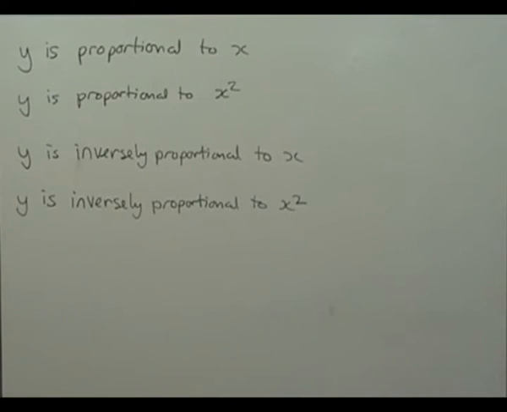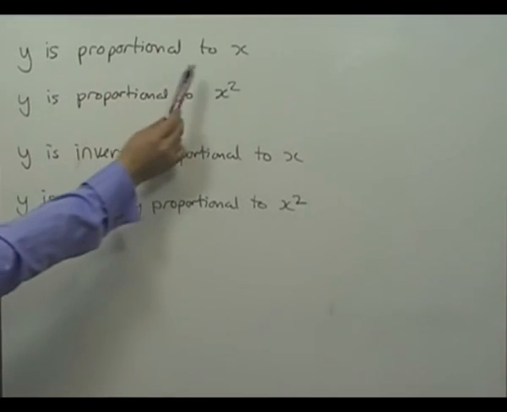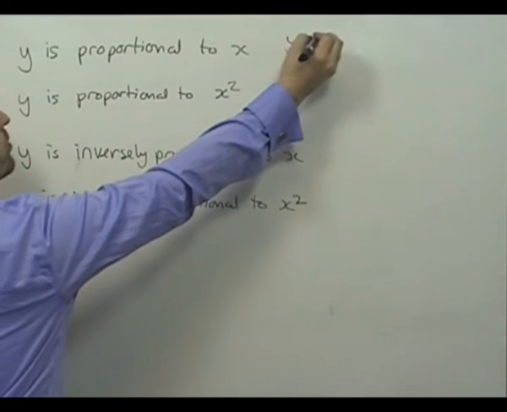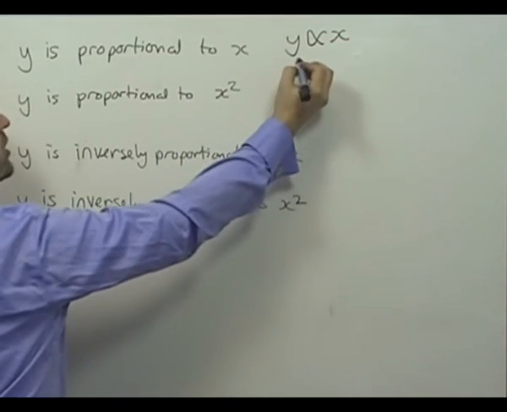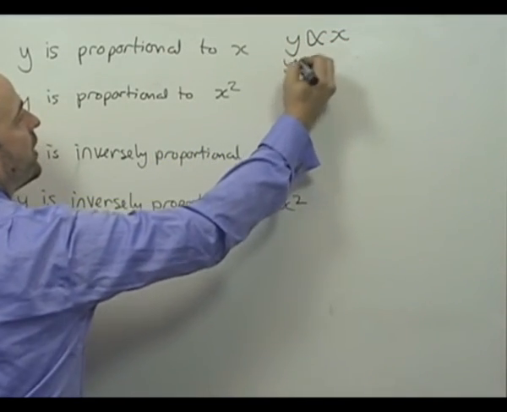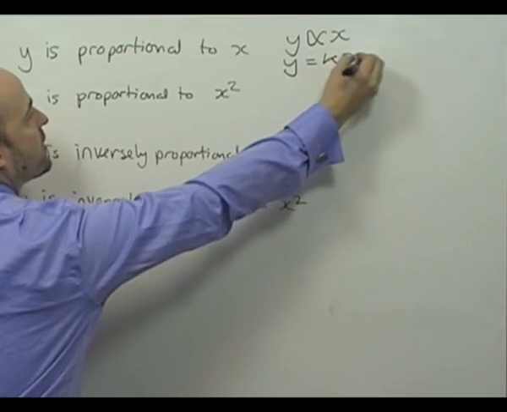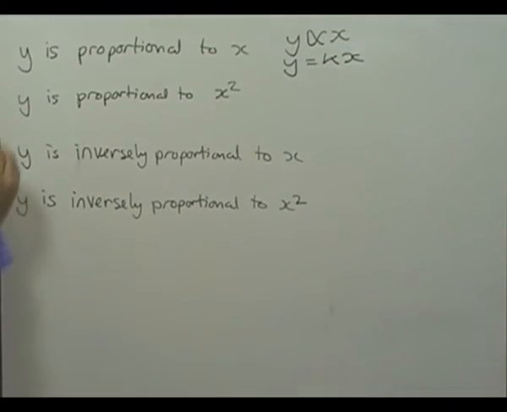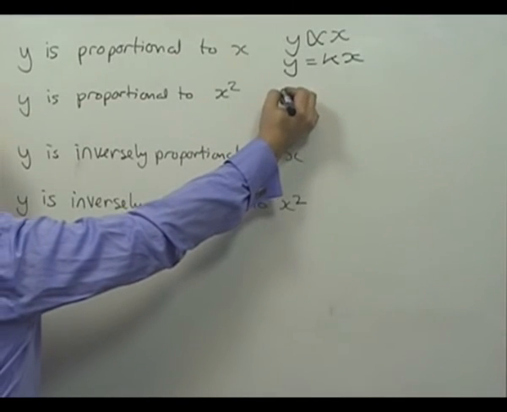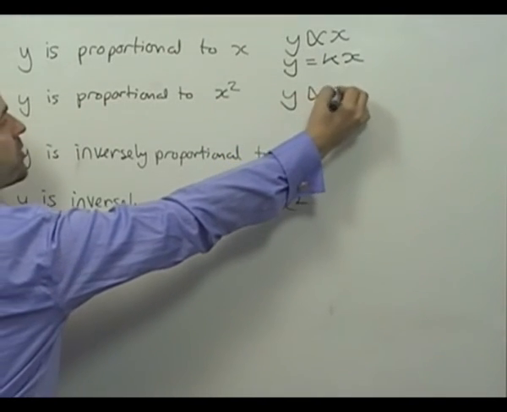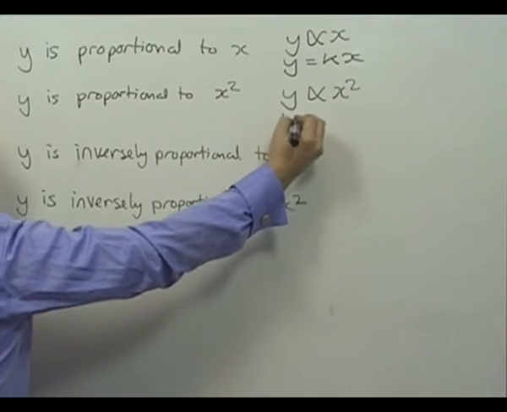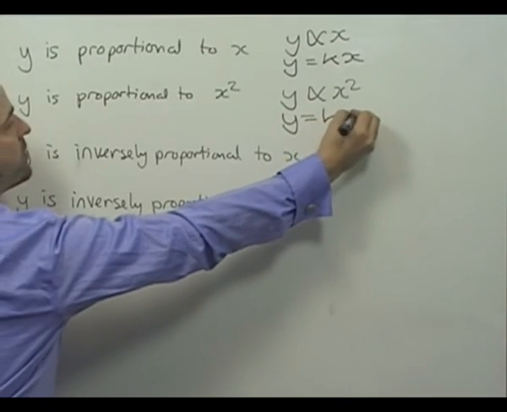Right, I'm now going to show you a summary of all those rules. So if you get y is proportional to x, you write y is proportional to x and then change it to y equals k times x. If you get y is proportional to x squared, your situation is y is proportional to x squared. Replace the proportionality with y equals k times x squared.